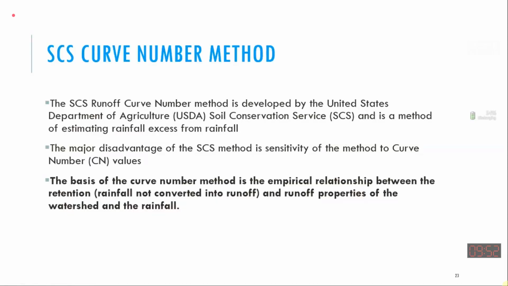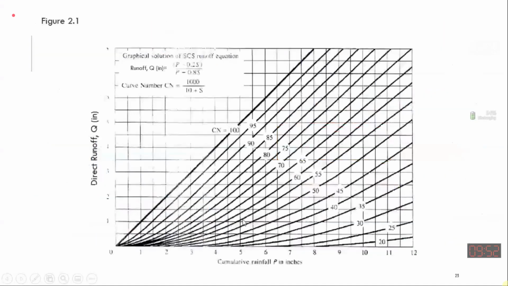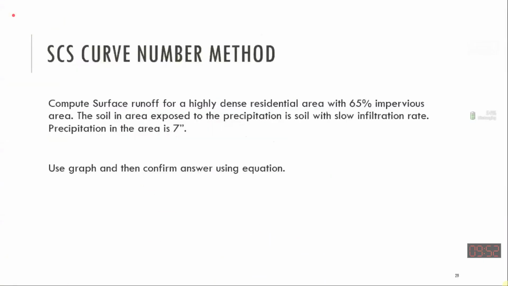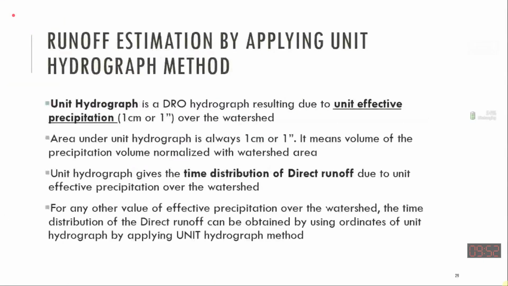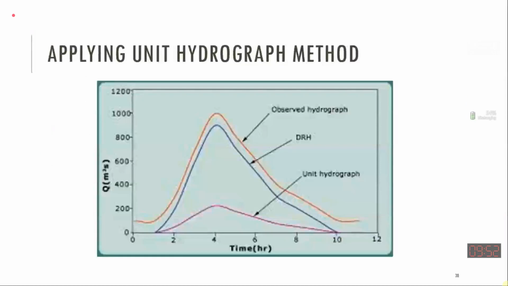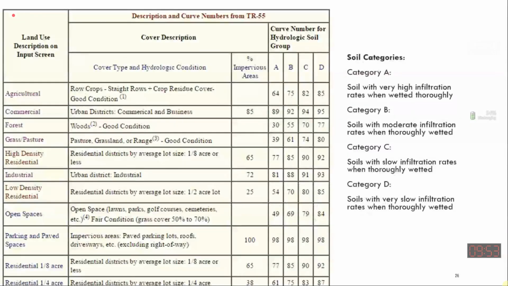One method frequently used is the SCS curve number method. I think we don't have time to start it, so we will do it next time. Another method is the unit hydrograph method. So I stop over here.